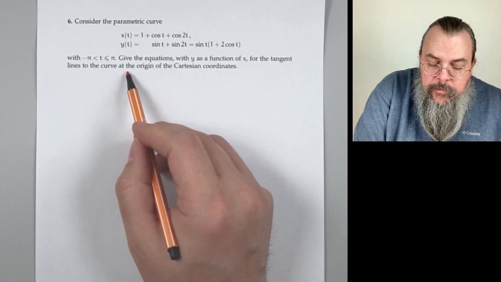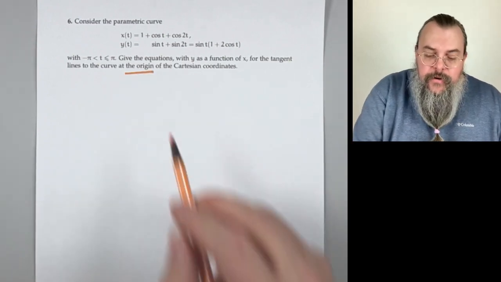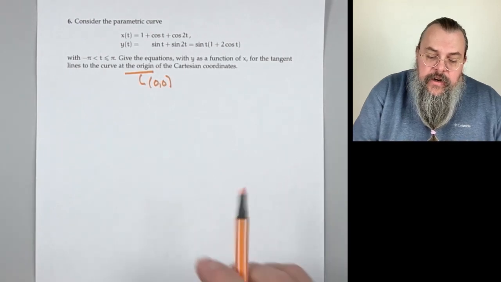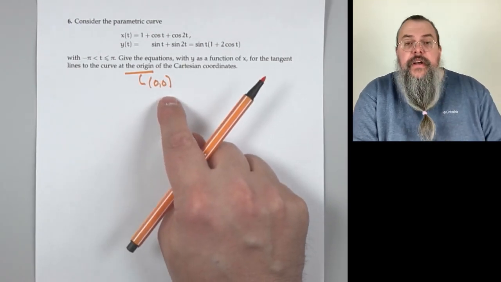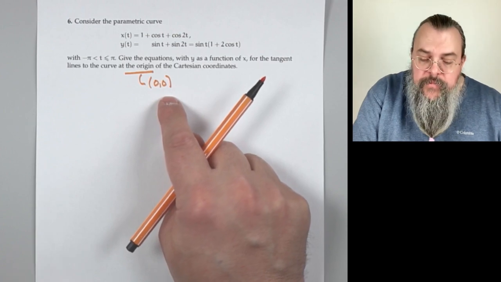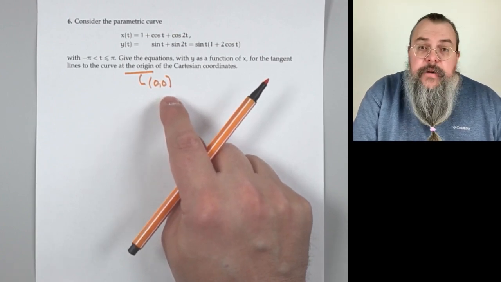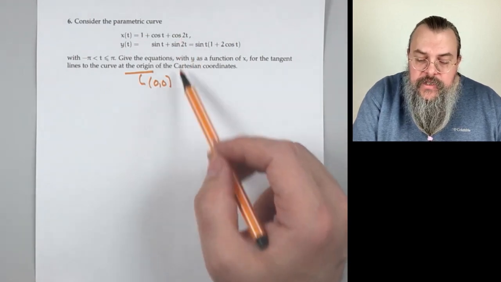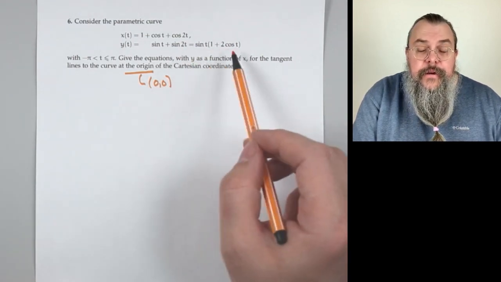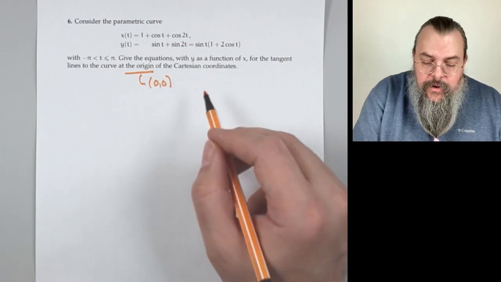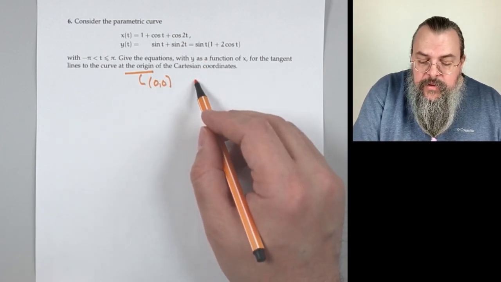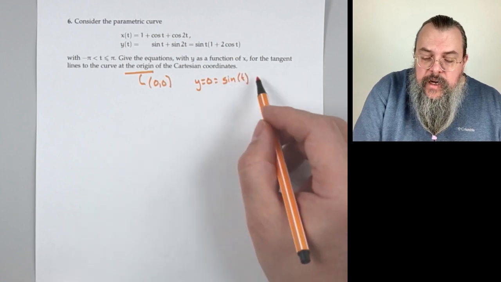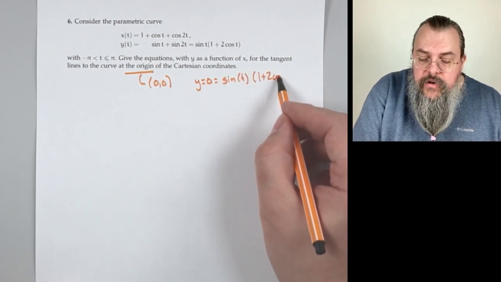So let's start with there. Origin is 0, 0. And now, okay, so we want to be at 0, 0. And we say, okay, how can that happen? Well, we have to have y equals 0 and x equals 0. And, well, we have 2 equations. Now this one, they've already factored it for us. So say, oh, okay, let's start with that. So we need to have y equals 0, which is sine of t times 1 plus 2 cosine of t.